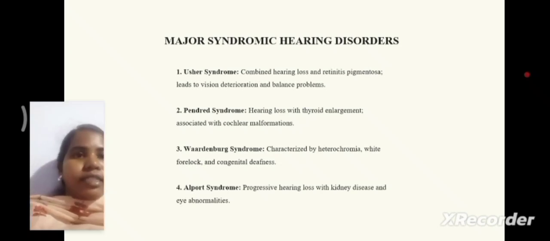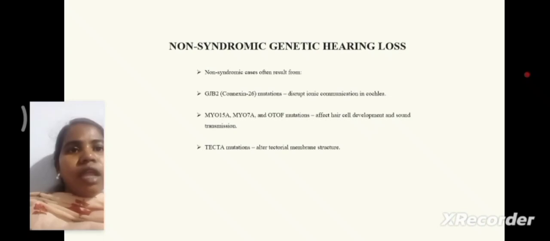Next are major syndromic hearing disorders. There are four types: Usher syndrome, Pendred syndrome, and Waardenburg syndrome, among others. Next, non-syndromic genetic hearing loss.